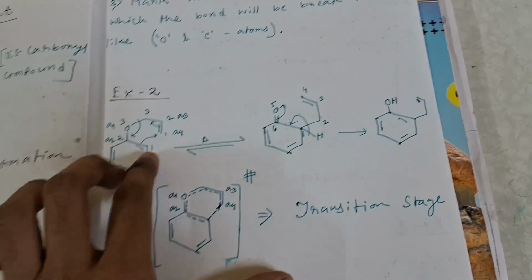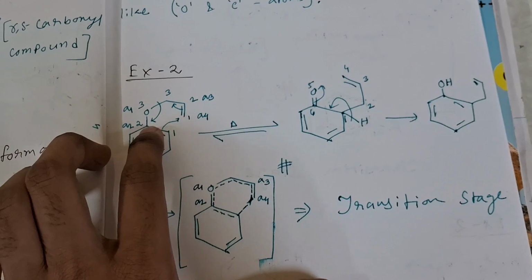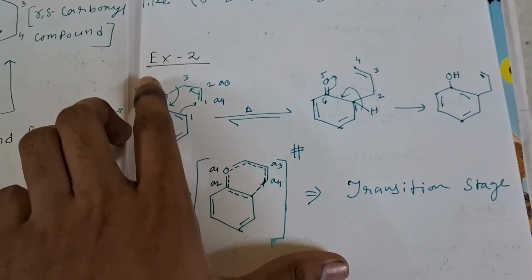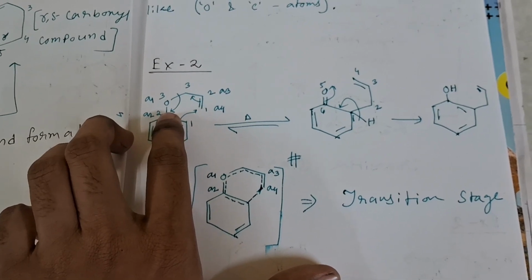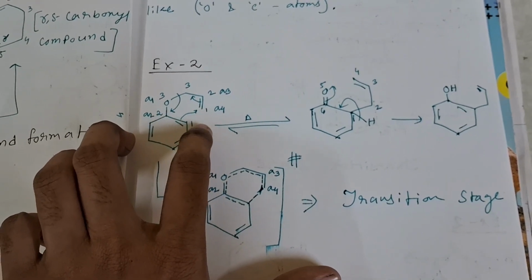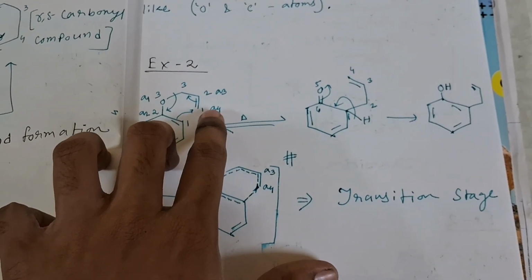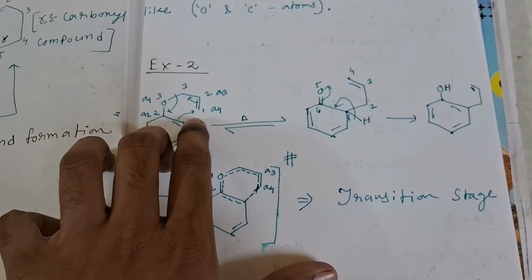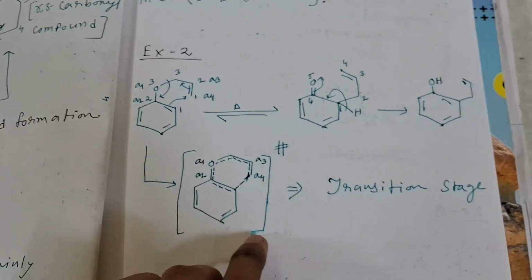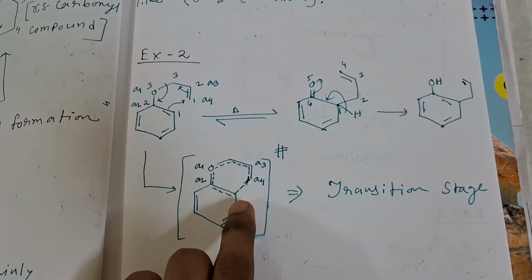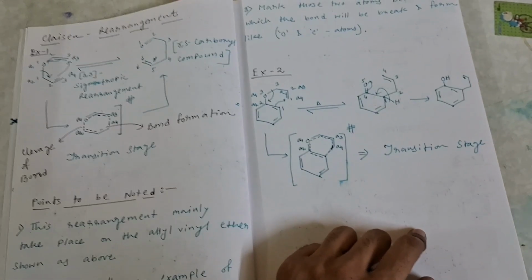Again, I have numbered this oxygen and carbon atom of the phenyl ring as A1 and A2 because the single bond between oxygen and carbon will break, and the ortho carbon and the allylic carbon atoms form a single bond between them. Hence I have drawn the transition stage in this fashion.